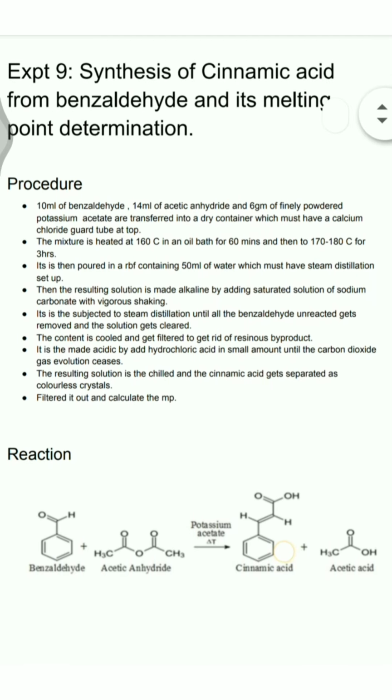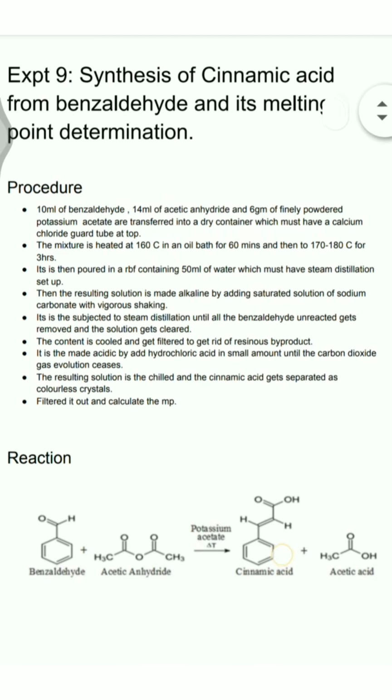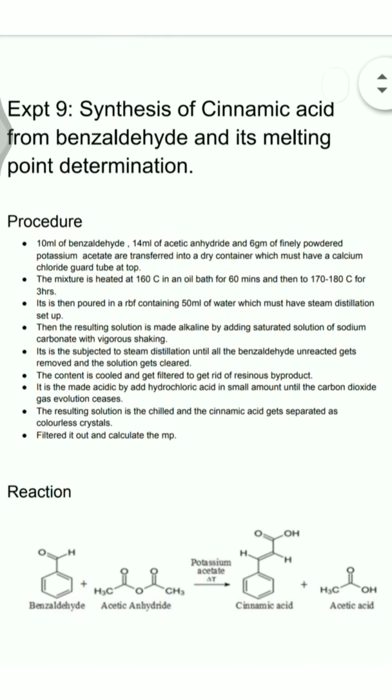It is then subjected to steam distillation until all the unreacted benzaldehyde gets removed and the solution gets clear. Until we get the solution clear, we can estimate that unreacted benzaldehyde must be present in the content. The content is then cooled and filtered off to remove the resinous byproduct.